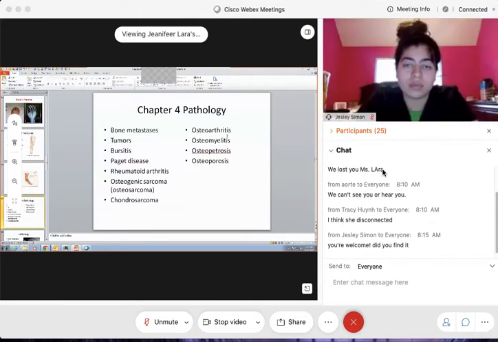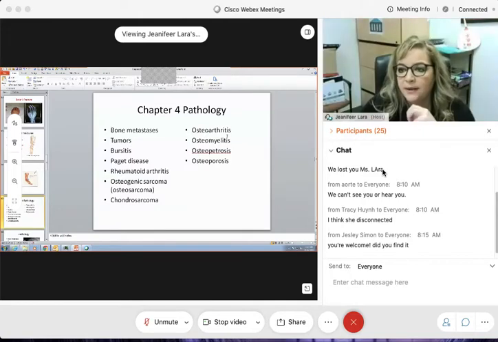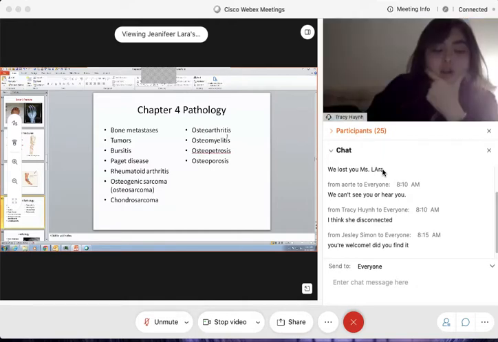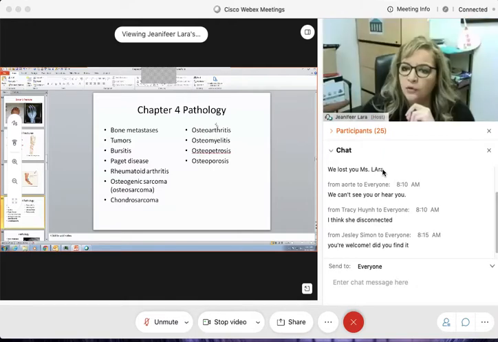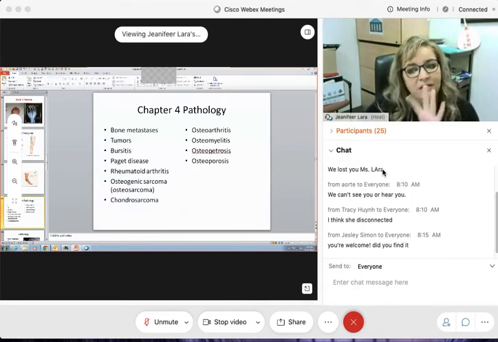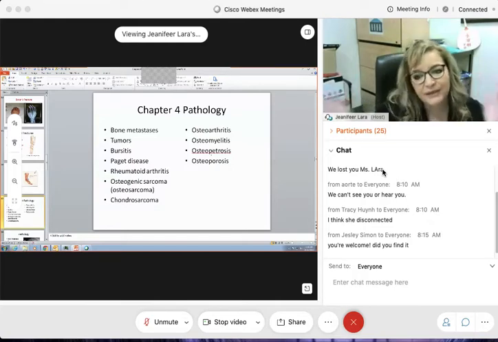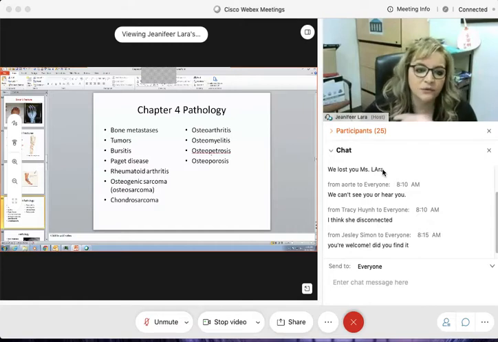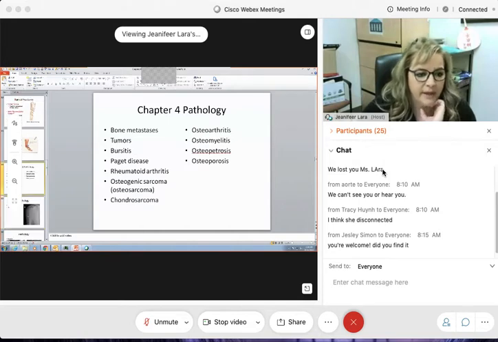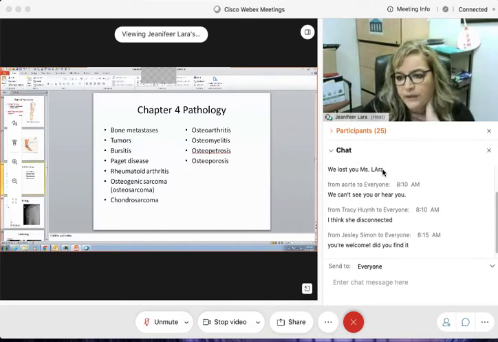Bone. And we know what itis is because itis means what? Inflammation. So you know that you're going to see some type of infection or inflammation. And then we have osteopetrosis and osteoporosis. Two separate things. Even though they may be considered similar because of the way they look, they're absolutely not. One is atrophy and one is hardening, and we're going to get to that. All right, any questions before we get started?